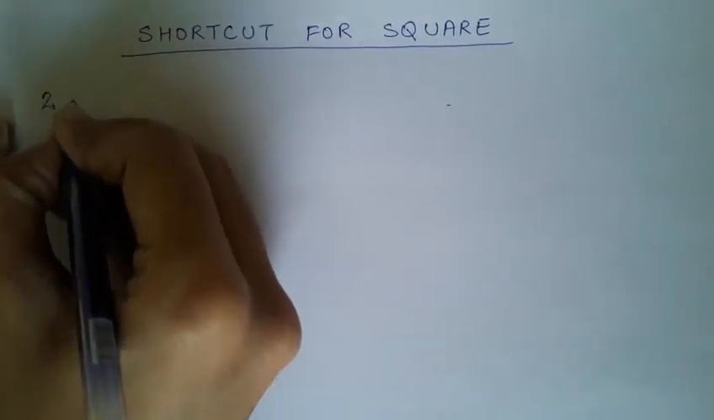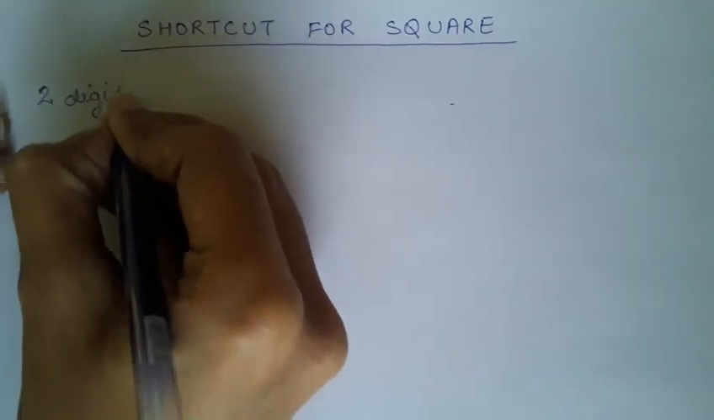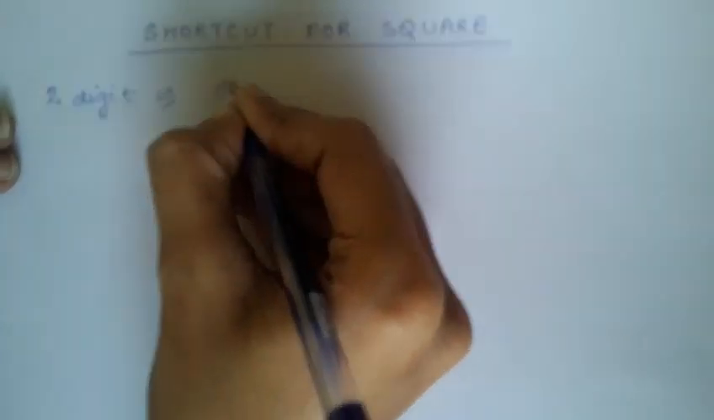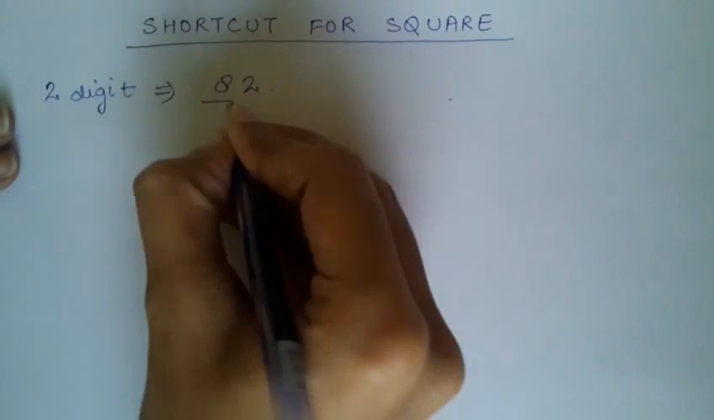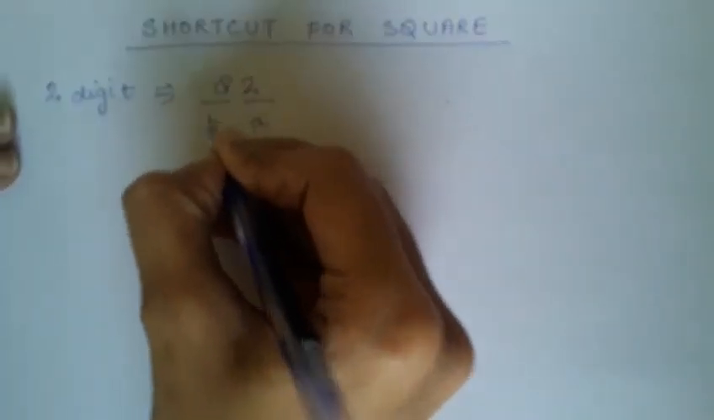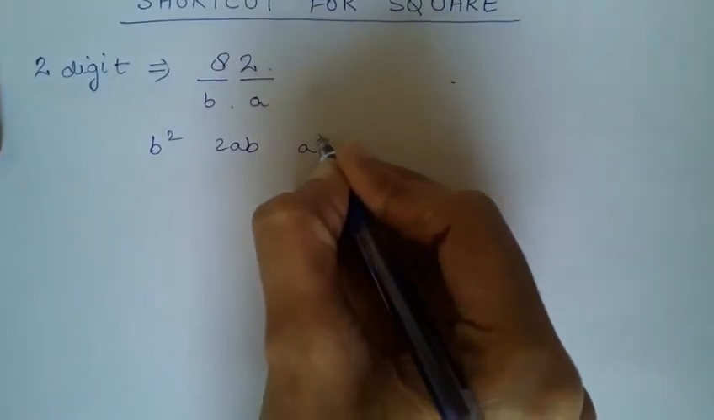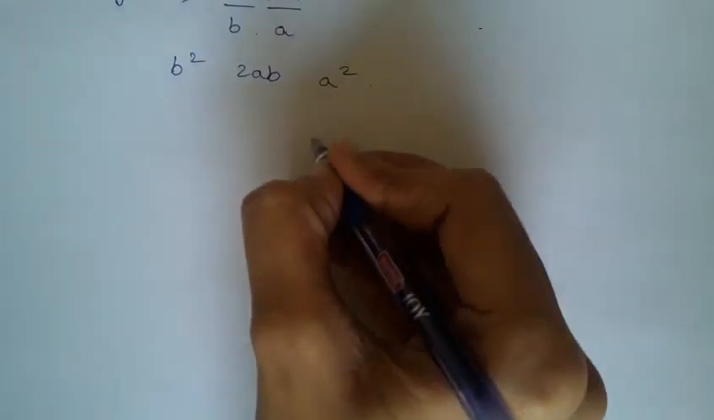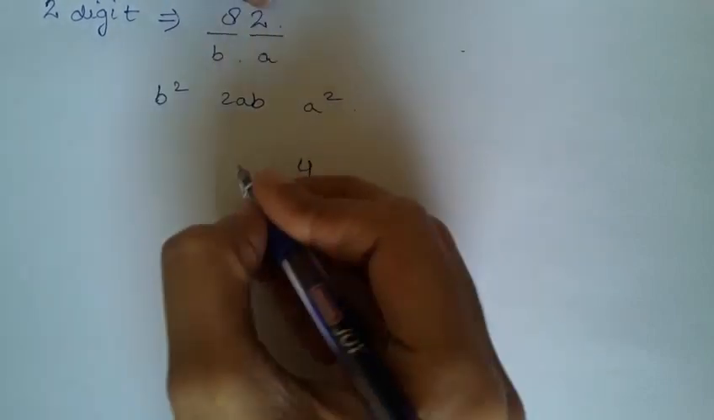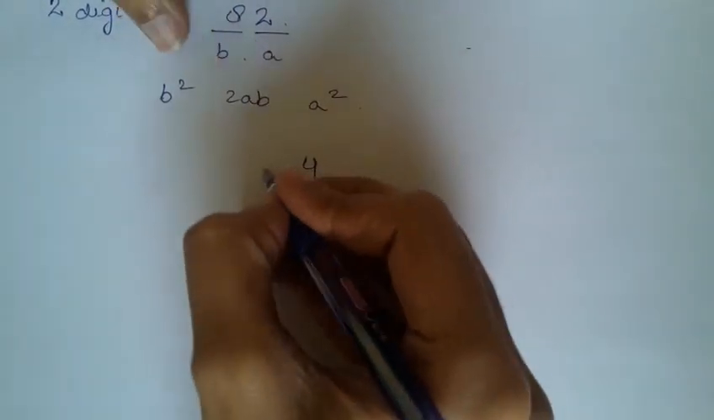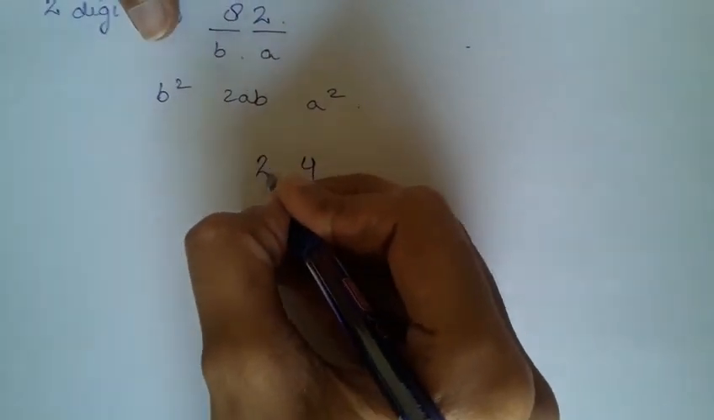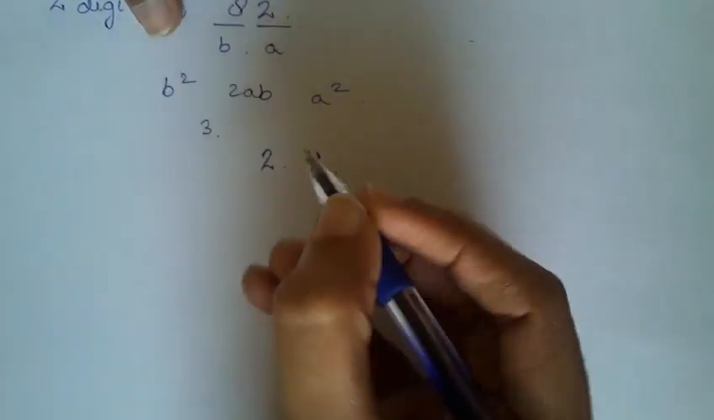First of all, we will take 2-digit numbers. The first example which we are going to take is 82. We will break 82 into two parts, that is a and b, and then we will apply b square, twice ab, then a square. A square is 4, twice ab is 8 into 2 is 16, 16 into 2 is 32. We will write 2 and then 3 will be carried.